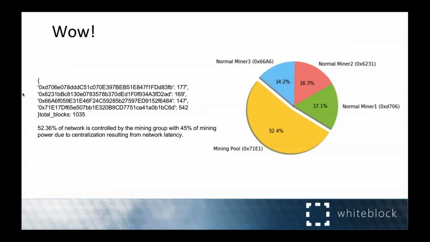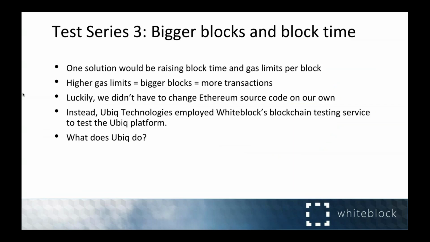And so what do we do with these results? Where do we go from here? So our next test series was bigger blocks, bigger block time. One solution would be raising the block time and the gas limits per block. Higher gas limits, bigger blocks, more transactions can fit in a block. There's going to be some trade-offs here, and there are going to be some implications.